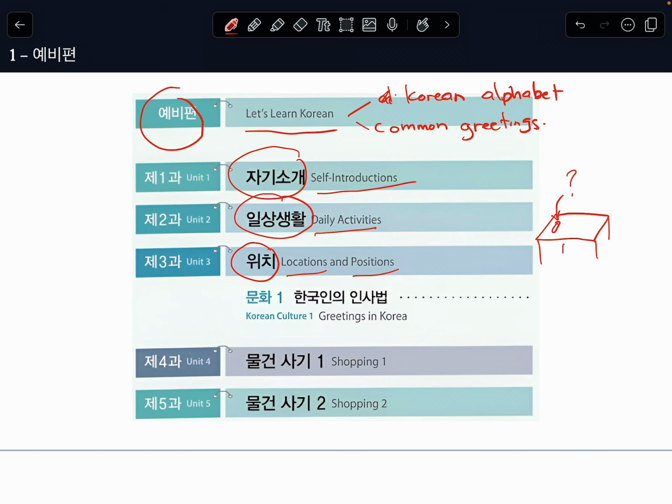And then we will learn about mulgon sagi. Mulgon sagi means shopping. So when you are trying to shop for something, how do you say it in Korean? And then there's part 1 and part 2. I think this is the overall overview of our course for this semester.